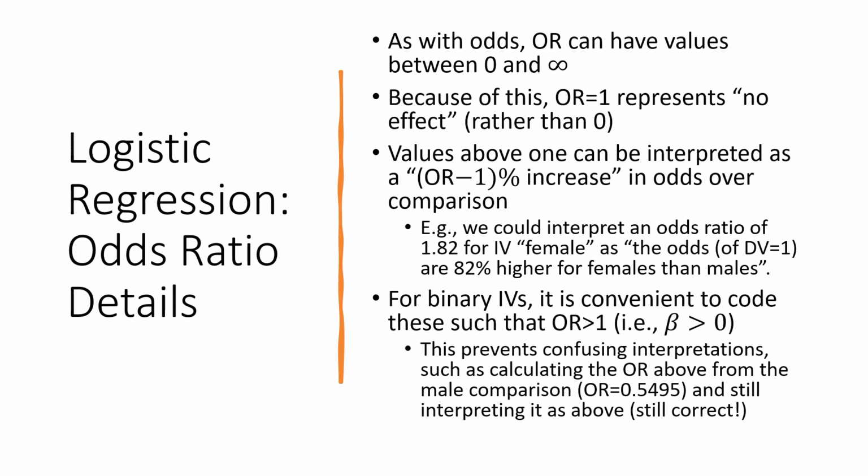You can always just say, instead of interpreting as a percent increase, let's say in this particular case, that the odds of the dependent variable for females are 1.82 times the odds of the dependent variable for males. So you can always go back to that base level interpretation, and you don't have to use this percent increase language or even this concept.